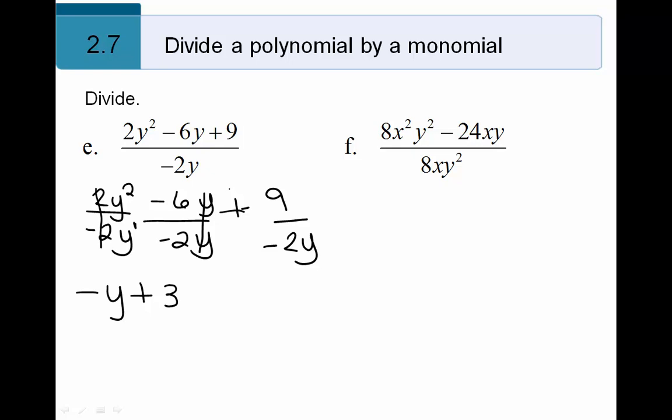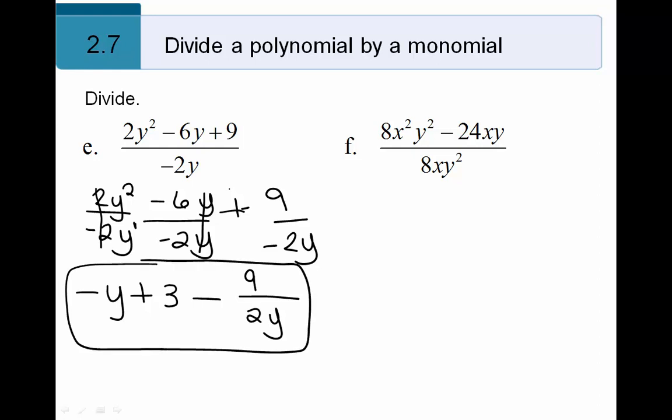Now we have a positive 9 divided by a negative 2. Okay, so that's going to be a negative. We can't simplify that at all, so our answer will just look like that. Negative 9 over 2y.